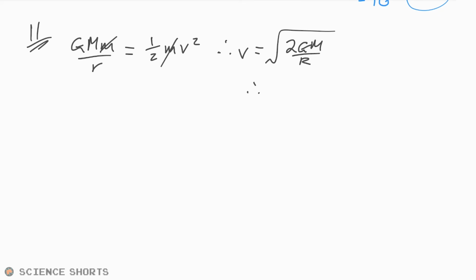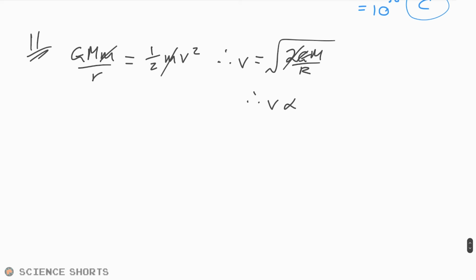And so therefore v is proportional to, because G and 2 are constants, the square root of M over r. And so it looks like the answer is going to be B, because that's the one that has the square root in the form of a half. We broke the C combo.